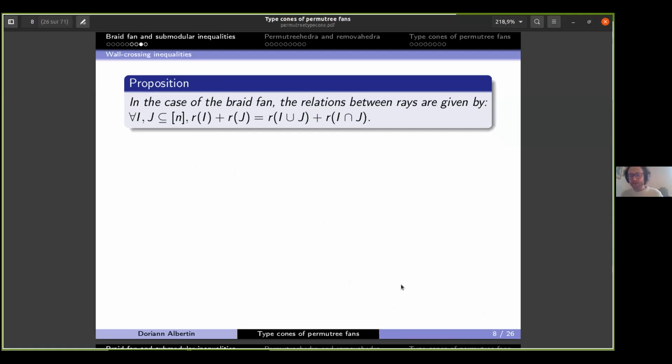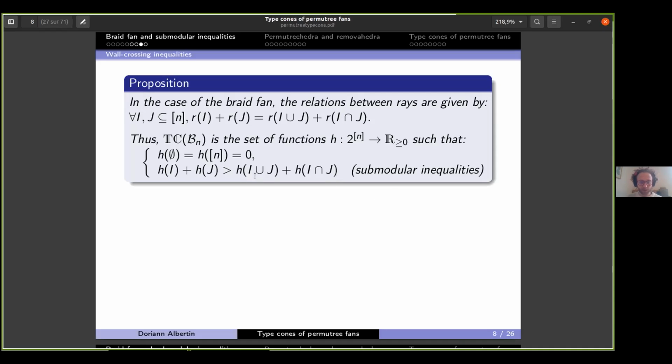Now, in the case of the braid fan, this is well known. Once you've taken an adequate set of representatives for the rays, you have this equality. Sorry, this is a relation between rays, and so the corresponding inequalities are those, and the type cone of the braid fan is completely determined by those that we call submodular inequalities.